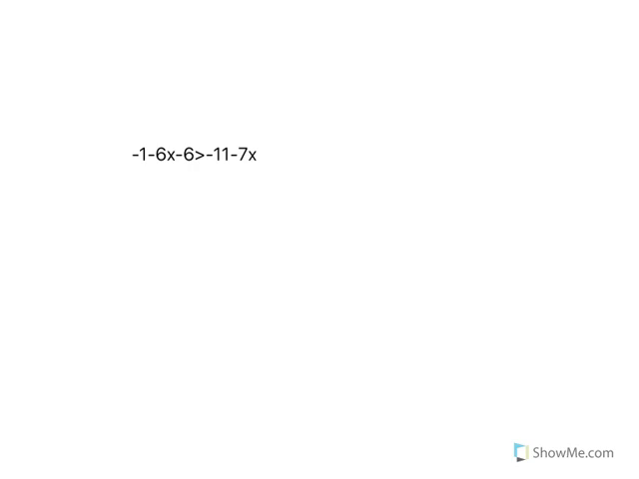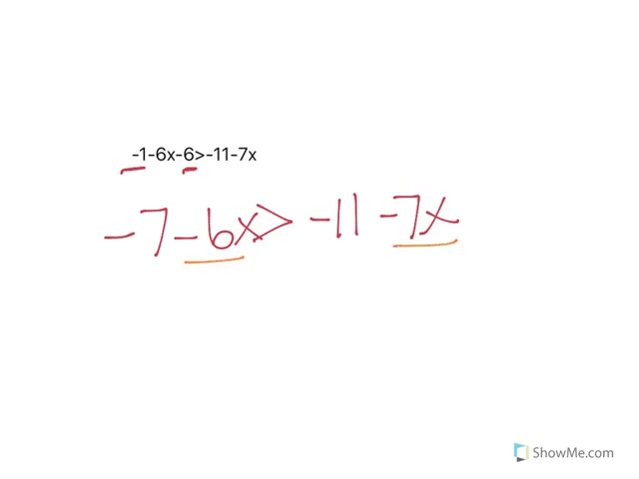So let's see. Okay, on the left side here, I see that I've got two constants, so I can maybe combine those to start. So negative 1 minus 6 would give me negative 7 minus 6x greater than negative 11 minus 7x. Oops, I forgot the x on the 6, sorry. Okay, so let's see. Now I've got this x term and this x term, so I should do something with one of them.